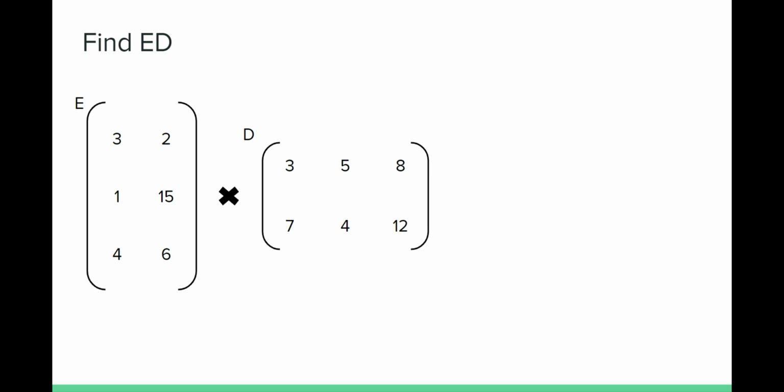Find ED. So let's look at the dimensions of both matrices. And we get that E is a 3 by 2 matrix and matrix D is a 2 by 3 matrix. So we know that since the columns of matrix E and the rows of matrix D are equal, we can multiply them, and the resulting matrix should be a 3 by 3 matrix.